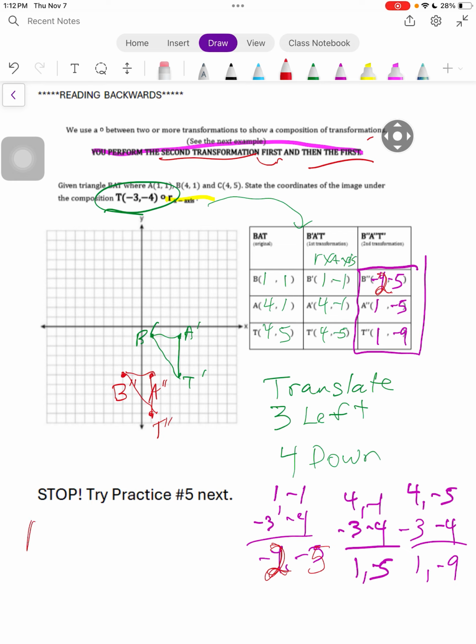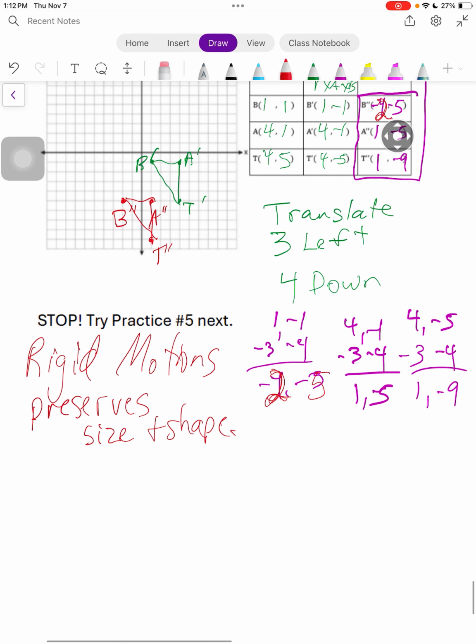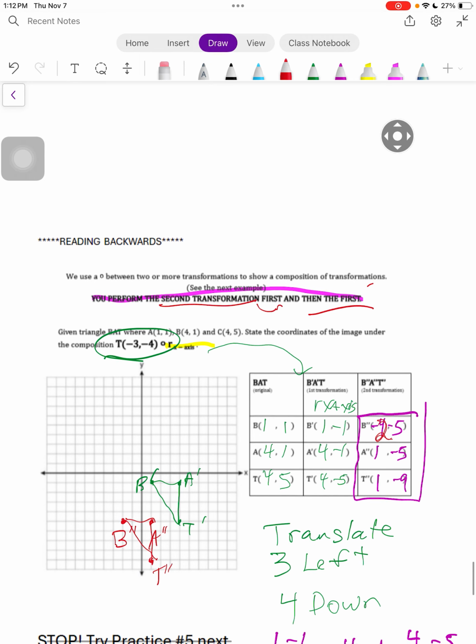Notice, they were both rigid motions, which preserves or keeps size and shape. So nothing changed. These are series of rigid motions, no dilations. And that's it. I'm going to stop, try practice 5.